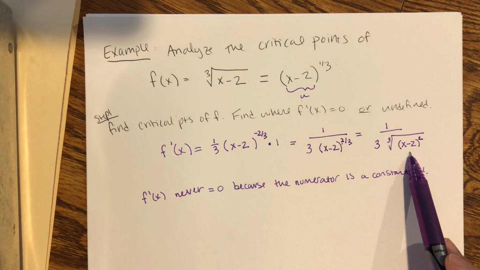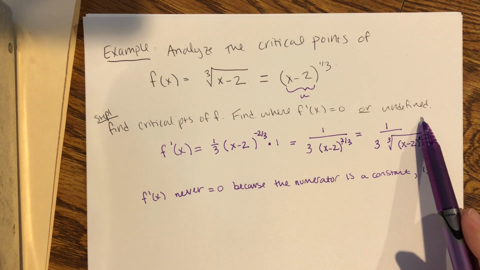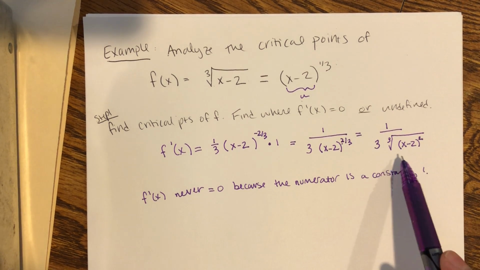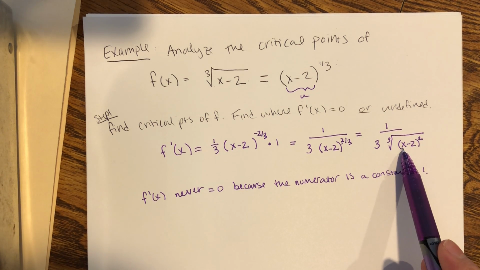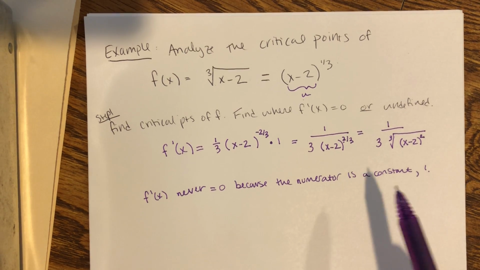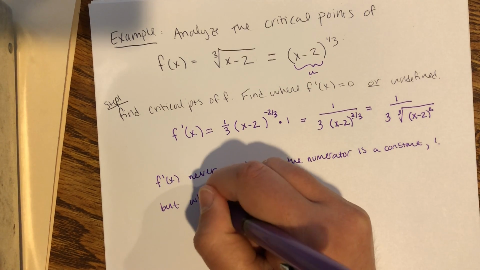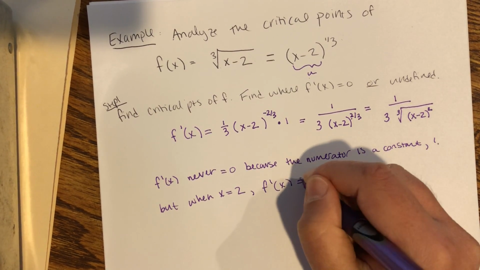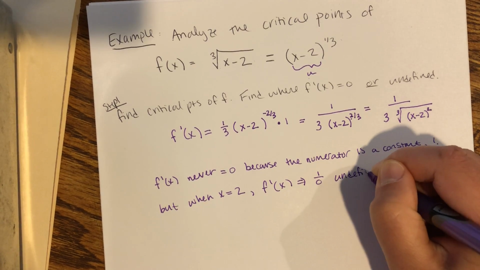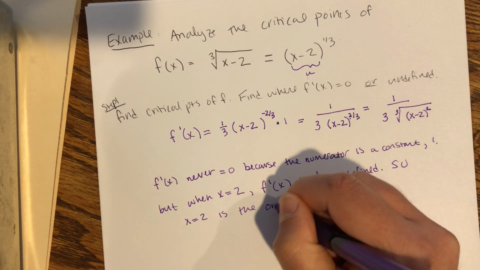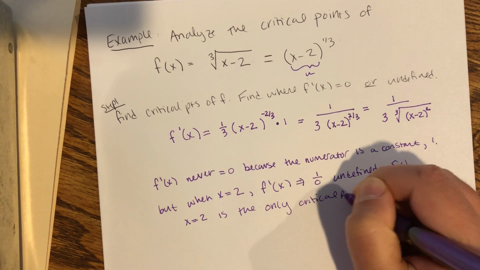But the denominator might sometimes be undefined, which means the denominator could be equal to 0, which would make this entire derivative function undefined at some point. So where is the denominator equal to 0? Well, anytime you get a 0 here, right? Whenever x minus 2 is equal to 0, then x minus 2 squared will be 0, and the cube root of that will be 0, and so the whole denominator will be 0. And so when x is equal to 2, f prime of x would be 1 over 0, which is undefined. And so x equals 2 is our only critical point. Great.